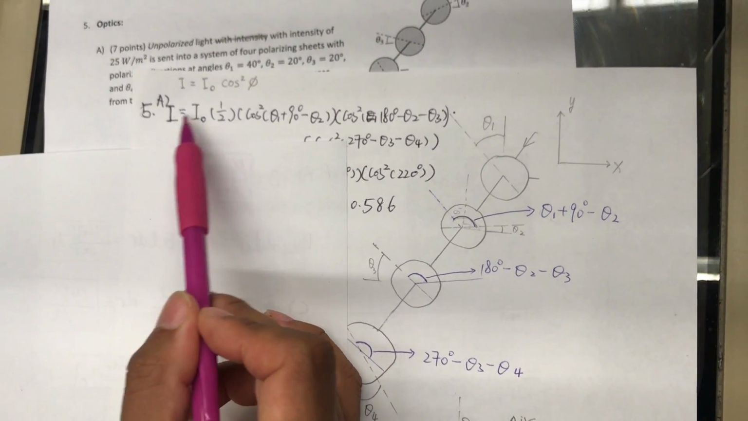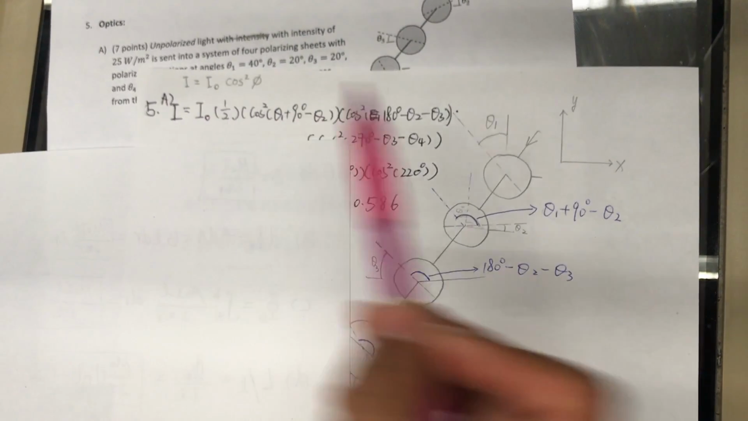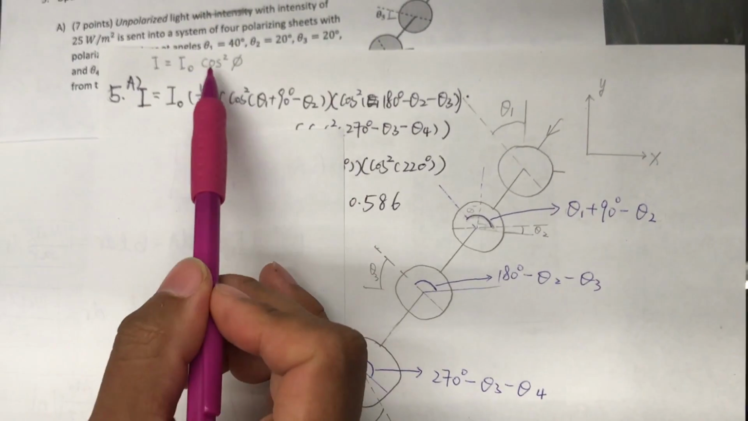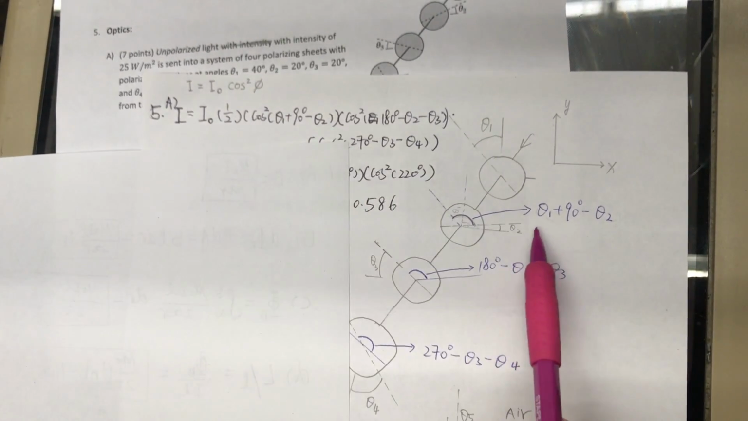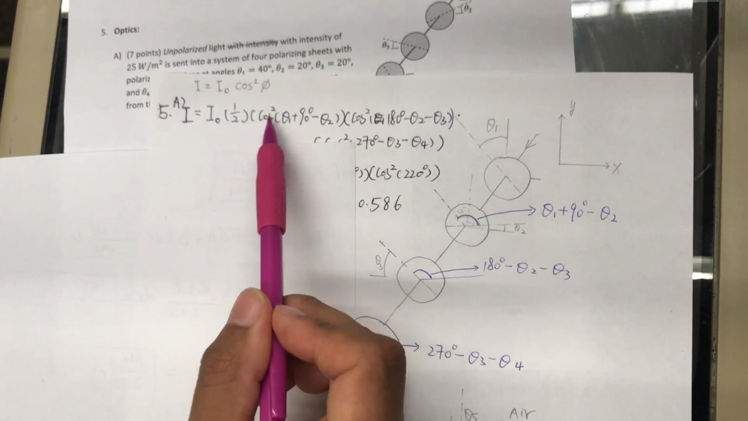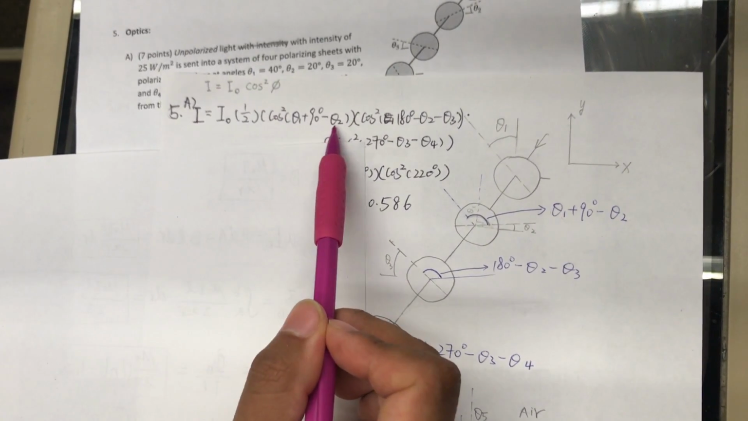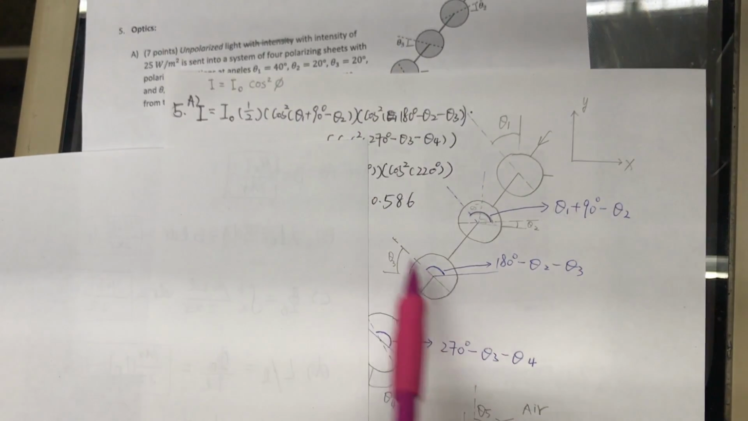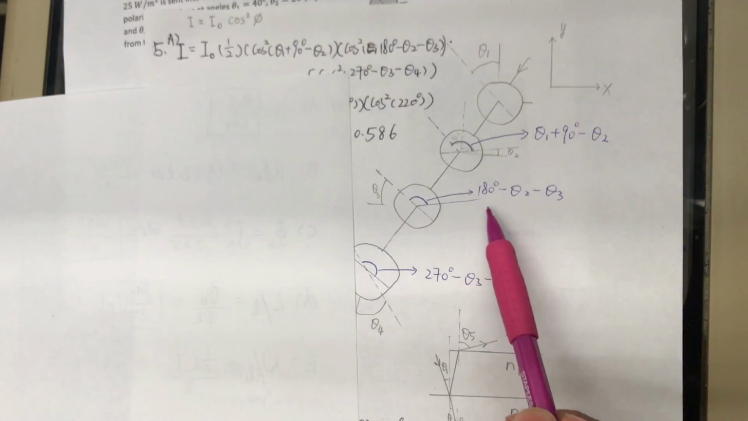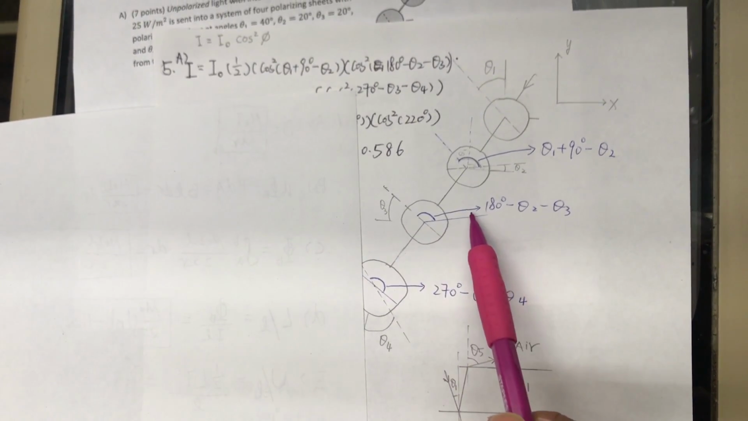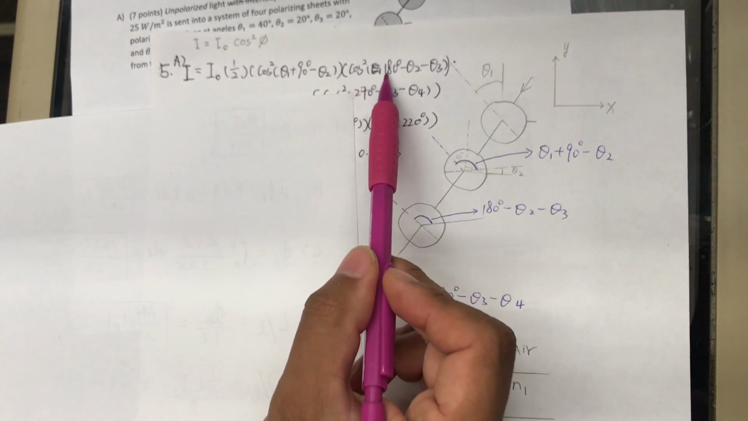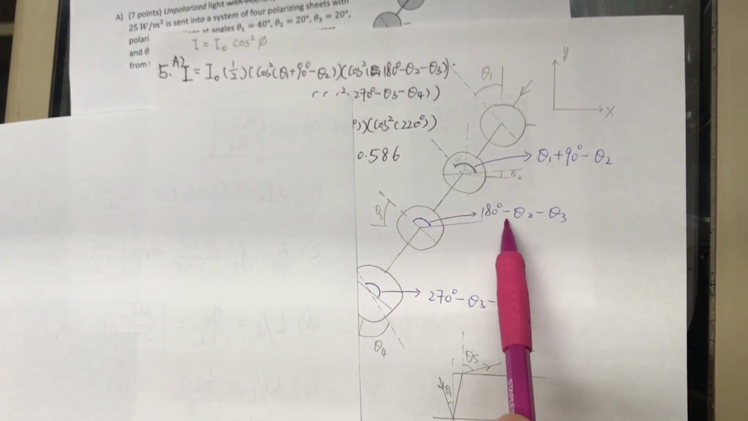So we will have the intensity equals the original intensity times half. You lose half going through the first sheet. Going through the second sheet, we will lose cosine squared phi. Phi again is theta 1 plus 90 minus theta 2, and that's what we have here: cosine squared of theta 1 plus 90 minus theta 2. We multiply by the next sheet. Phi in this case equals 180 minus theta 2 minus theta 3, and that is what we plug in: cosine squared of 180 minus theta 2 minus theta 3.